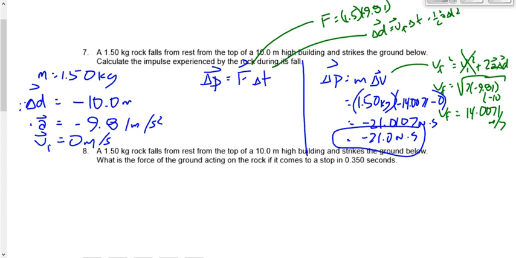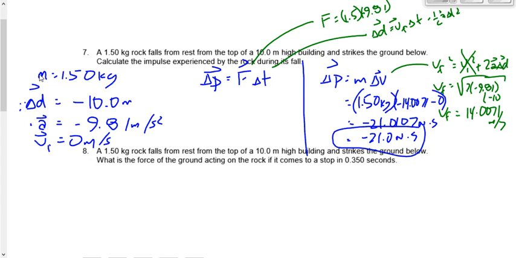Number 8. Similar, except this time we're looking for the force of the ground acting on the rock as it stops. So the force of the ground stopping it. This time, think about what's going on here. In question 7, we're analyzing the fall. In question 8, we're analyzing the collision with the ground.